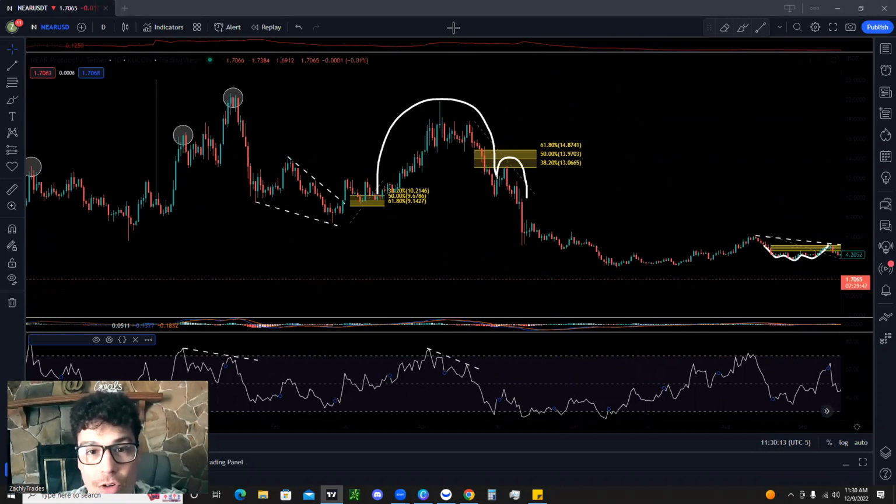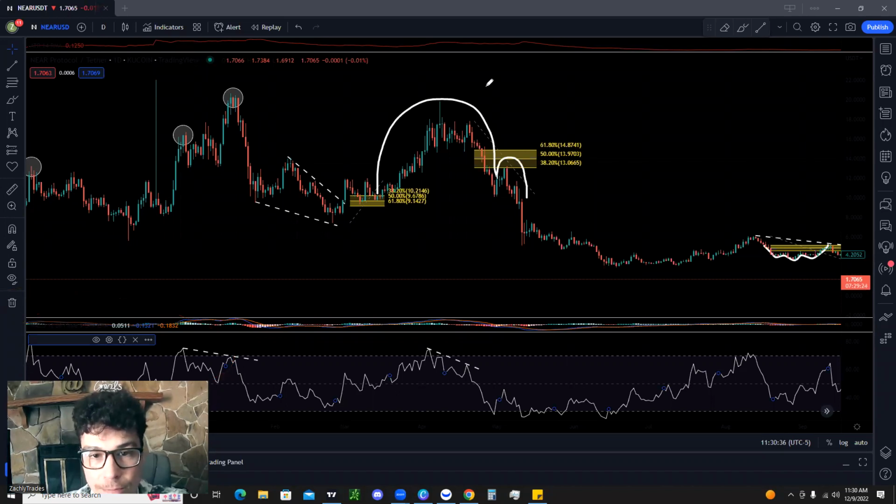Okay, so a divergence occurs when the token price is doing something different than the actual relative strength index down here, right? And so the relative strength index is going to be measuring, obviously, the relative strength of a token at its given price, and you can use it to actually see possible entry or exit signals.